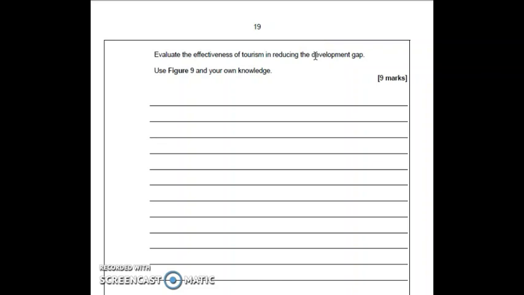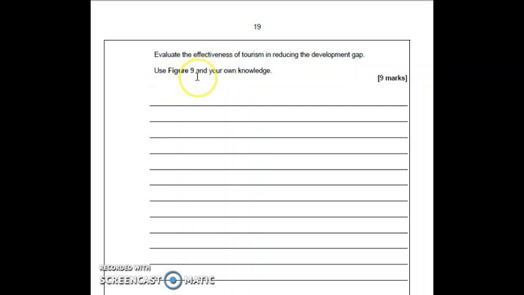So is attracting lots of tourists a good way to reduce or close the gap? Basically, does it make poor countries and developing countries, does it help them? Does it give them more money? So what we've got to do is evaluate the effectiveness. Basically, this question is saying, how good is tourism? Is it 100% perfect? Are there loads and loads of advantages? Is it actually really, really bad? Or hopefully, a lot of your answers will be somewhere in the middle.